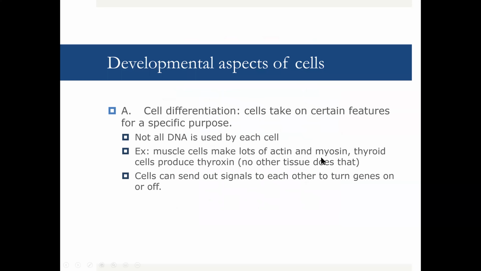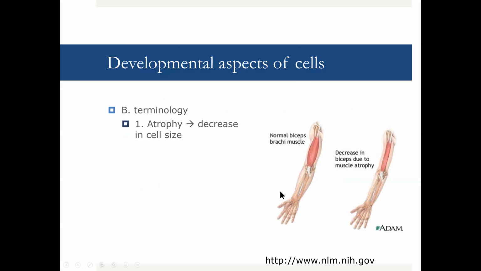Developmental aspects of the cells. Cells differentiate. Not all DNA is used by each cell. Like I say, every cell has a complement of everything in the body. But if you're a liver cell, you use the DNA that's specific for a liver cell, but you don't use the DNA that's specific for a heart cell. Muscle cells make a lot of actin and myosin. Thyroid cells produce thyroxine, or thyroid hormone. Cells that send out signals to each other turn genes on and off.